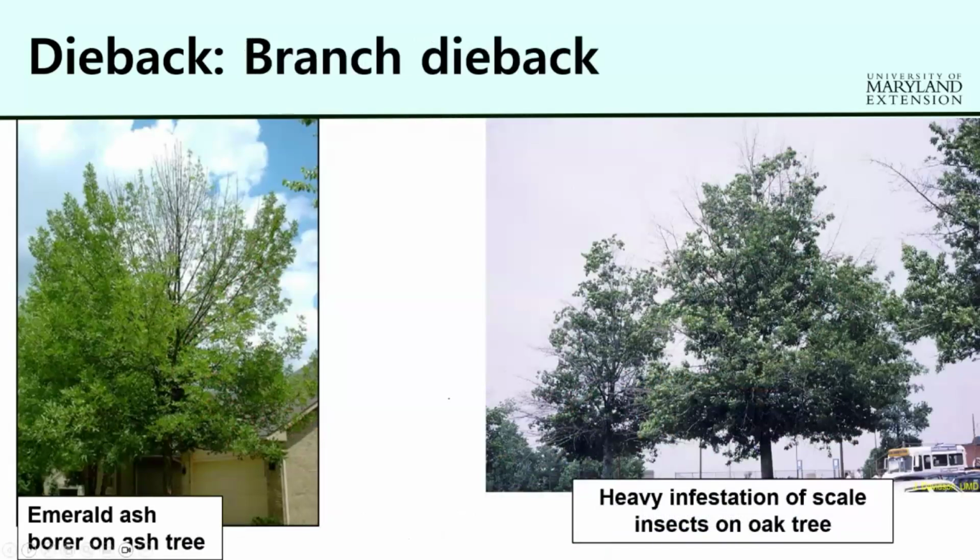We can also have branch dieback. So we're having dieback from multiple branches, not just the shoot tips. This is commonly seen with emerald ash borer. We're seeing damage within the tree itself from feeding by this particular invasive beetle. An indicator of this tree being infested is we're seeing dieback of the canopy. We're seeing fewer leaves in the canopy. We can also see this with really heavy infestations of scale insects that are covering and feeding on the tree itself.